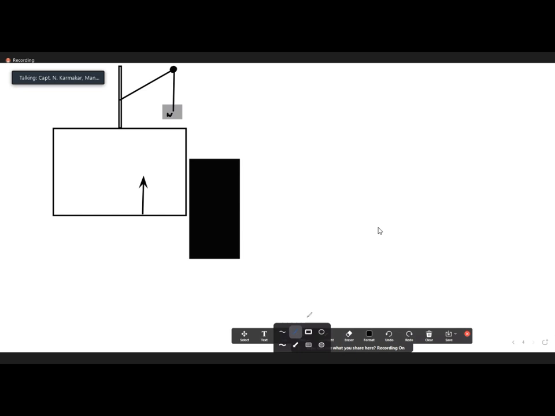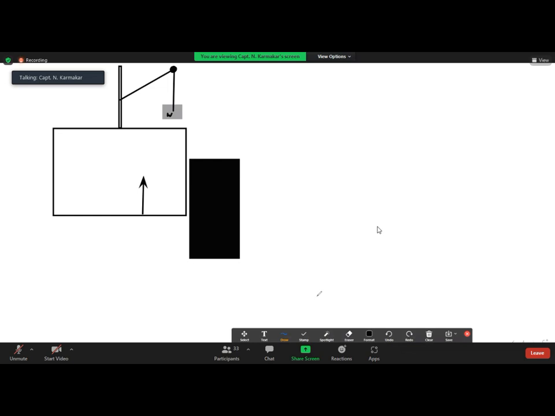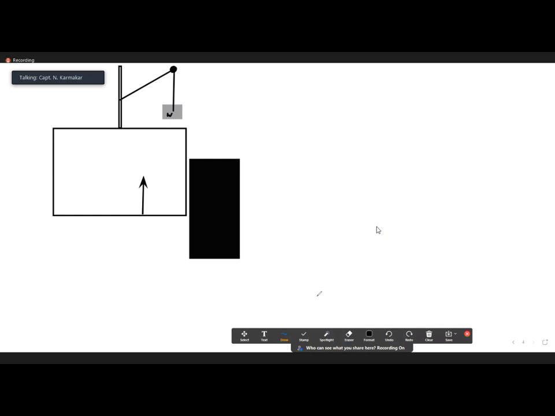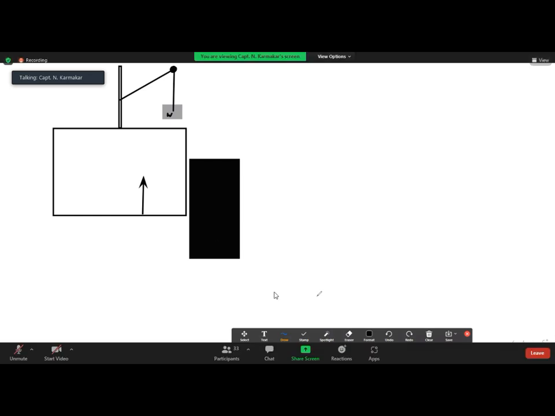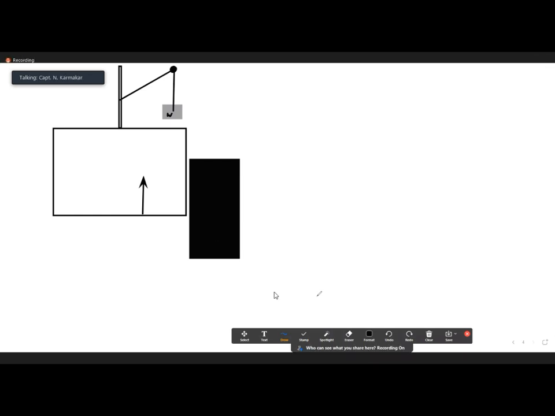GM will decrease, sir. GM will decrease. Absolutely correct. GM will decrease, stability will decrease. And for this reason, we need to pre-calculate and make sure that my GM will always be sufficient. And for this reason, we need to understand these concepts.